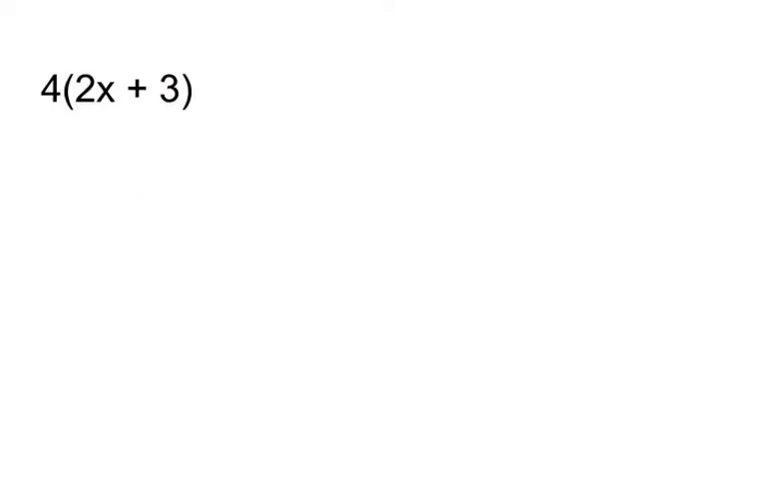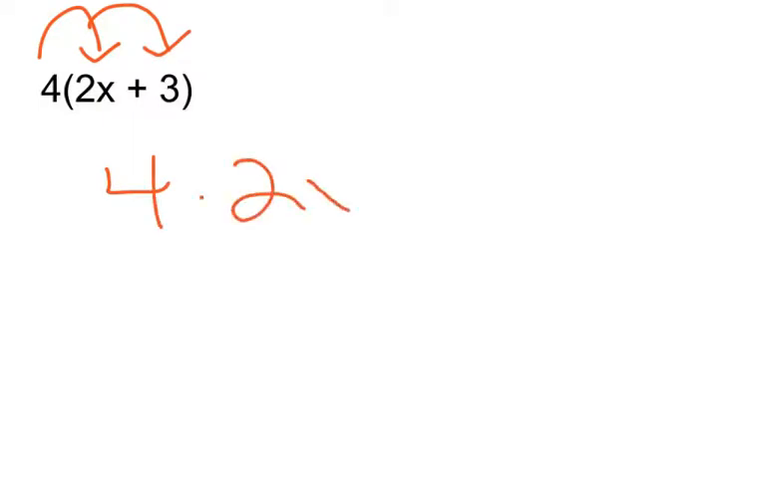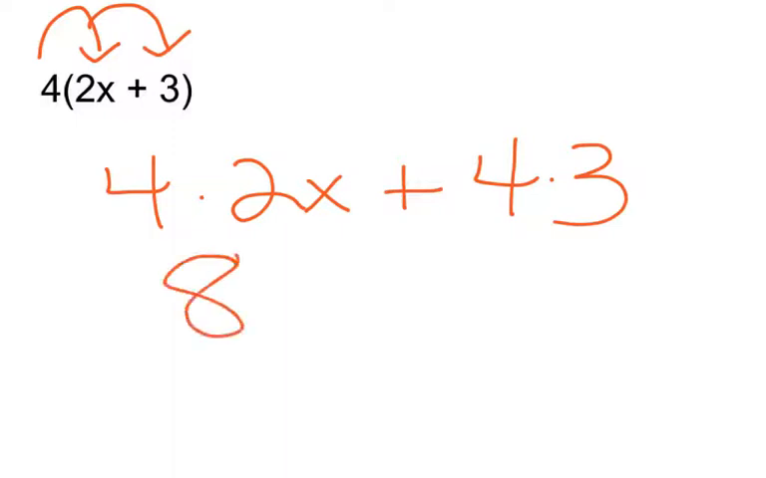Here's another example. This time we're distributing the factor 4. So it's 4 times the 2x plus 4 times the 3. I can distribute and say 4 times 2 is 8 in my head, but I'm writing it out to show you where I distributed it. 4 times 2x is 8x, and 4 times 3 is 12. So again, I have distributed the factor 4 to what's in the group, 2x plus 3.